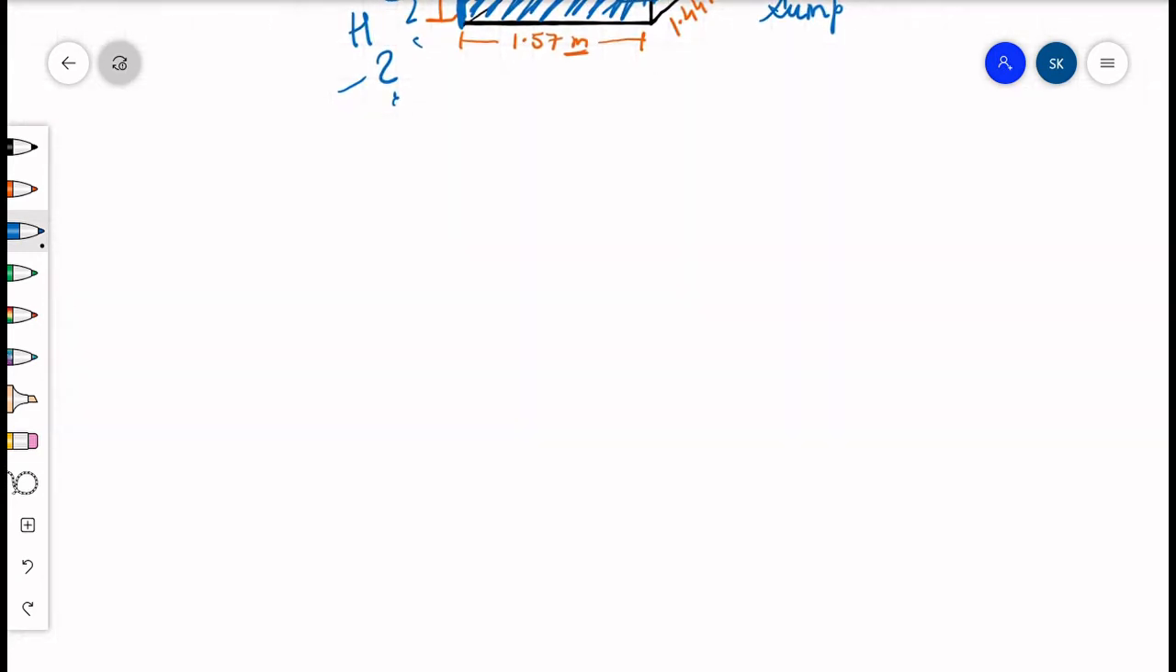Now what is it? Volume of cuboid minus volume of cylinder will be what?